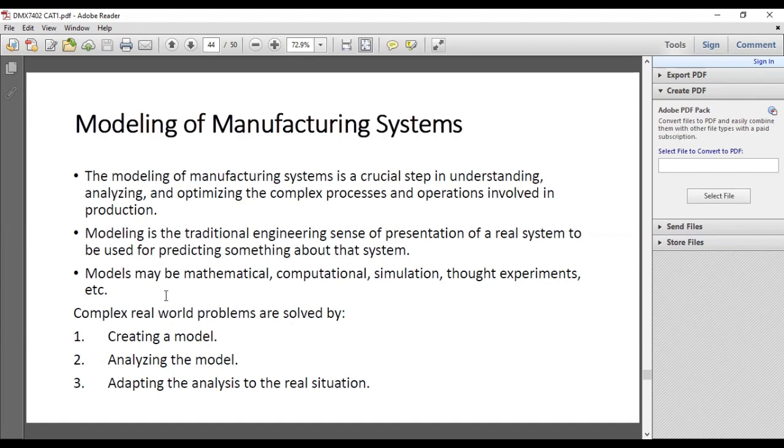Complex problems are solved by creating a model, analyzing the model, and adapting the analysis to the real situation. So this is what you do in the real world. You create a model, analyze it, and adapt the analysis to the real factory or the real process flow.